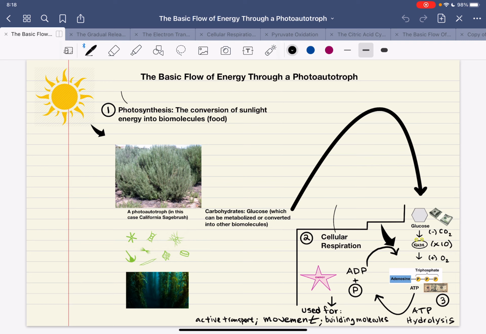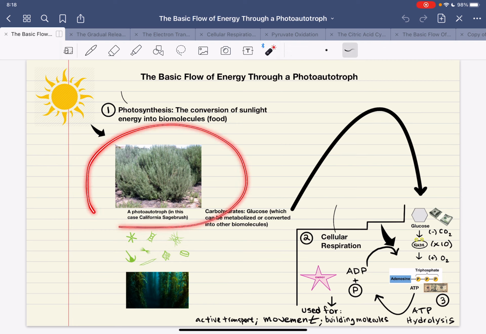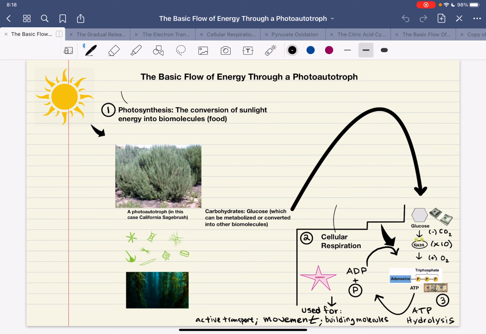So I've given you an example of a plant. Here it's a local plant, California sagebrush. I also included some seaweed and some algae. And that's just to say that, well, not only do plants undergo photosynthesis, but also algae do as well. And so does kelp.